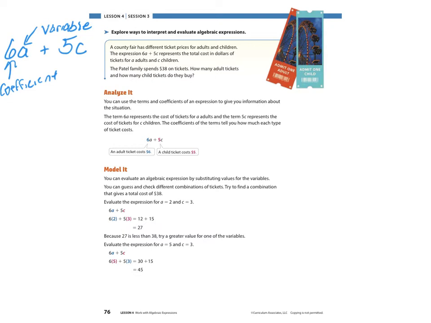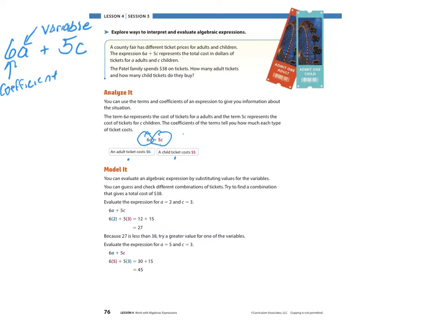Okay, and it's 2 terms. 6A is a term, 5C is a term. They're separated by the addition sign. The term 6A represents the cost of tickets for adults. The term 5C represents the costs for children. The coefficients tell you how much each type of ticket costs. So the 6 is how much it costs for an adult. It's $5 for kids.